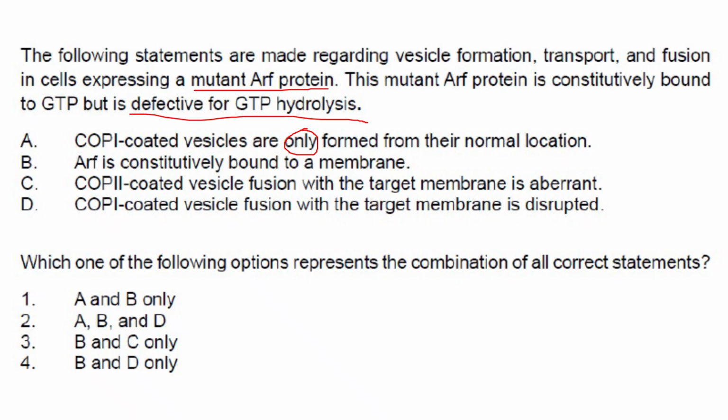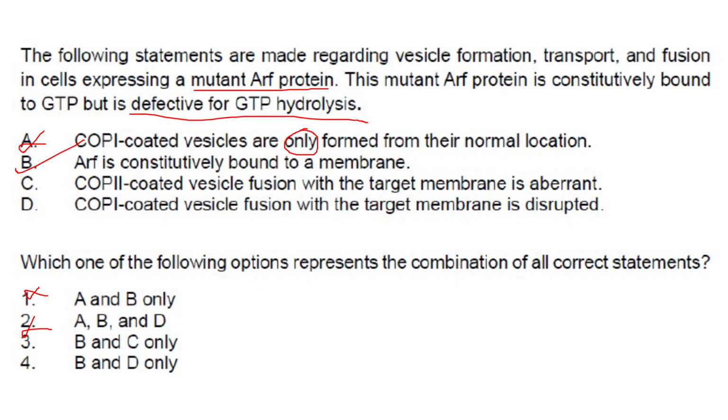After the formation of the vesicle also, in normal condition, ARF protein will hydrolyze its GTP to GDP, and it will result in the release of the COP1 coat. But here it is a mutant and it is always bound to GTP. It will always remain bound to the membrane. So B is correct. So A is wrong. So 1 gone, 2 gone.